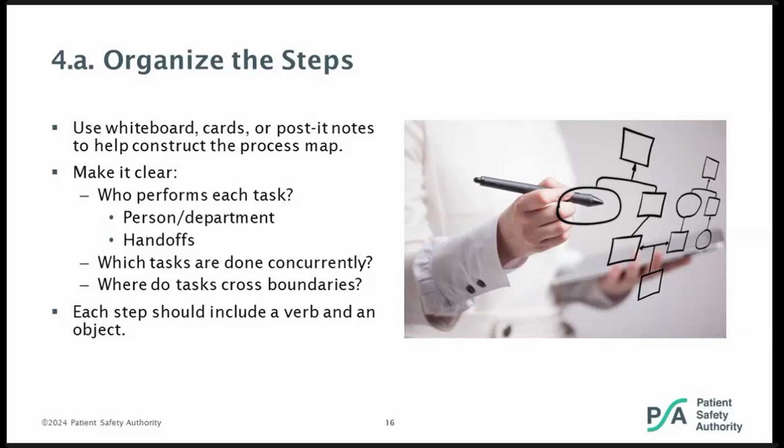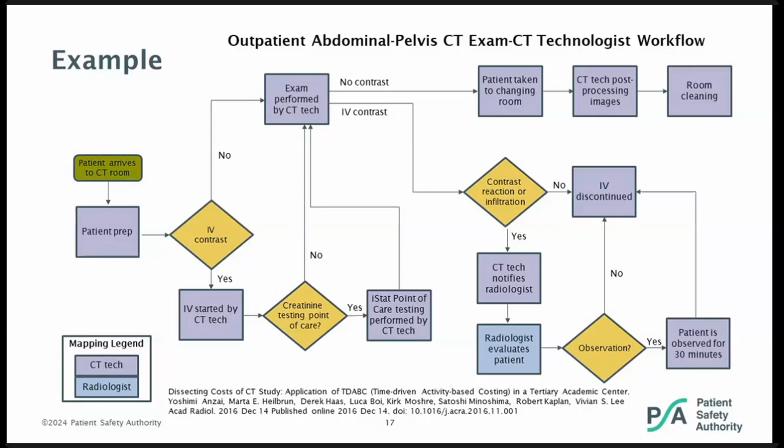As we organize these, we're going to start to look at who performs what task, what departments are involved, and which tasks are done concurrently versus which are more sequential. Do they cross over and blend into one another? Are multiple people performing the same task? As you write individual tasks, make sure you're including a verb. You ideally want these to be actionable, so that you can see somebody is doing something.